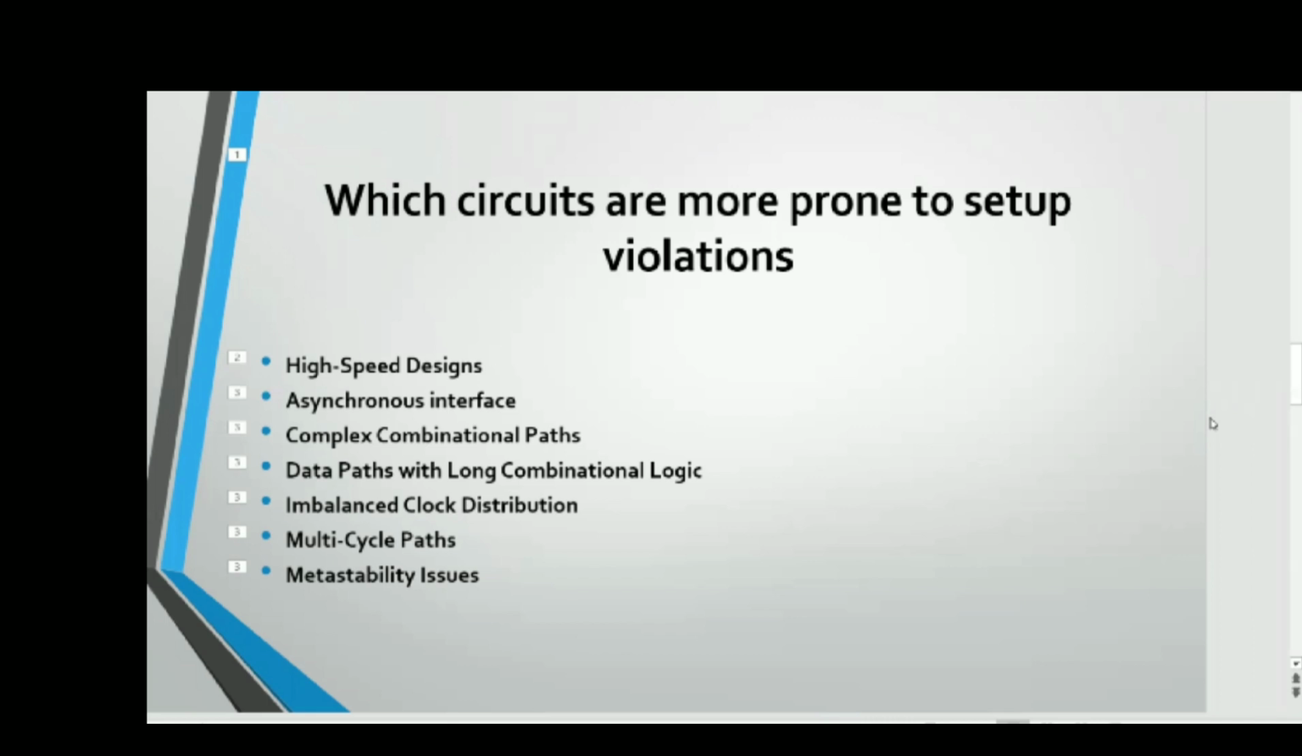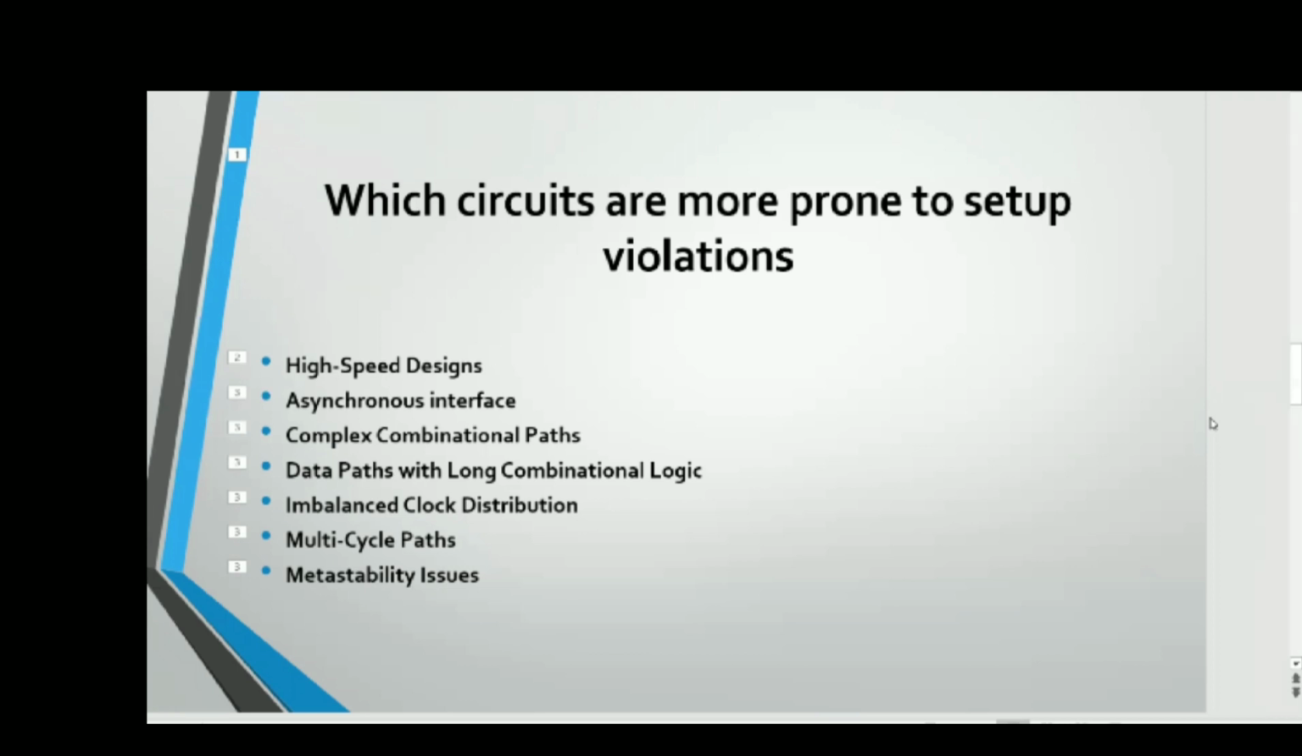So friends, we have seen what is setup time, and which type of circuits or designs are more prone to setup violations. So the first number goes to the high speed designs. High speed designs are the circuits which have very high clock frequencies. As the clock period becomes very short, there is less time available for the input data to stabilize before the clock edge.